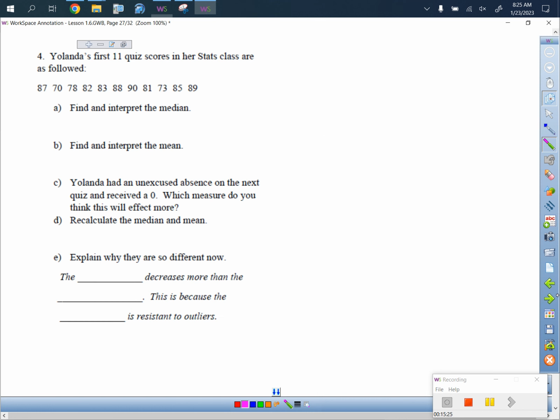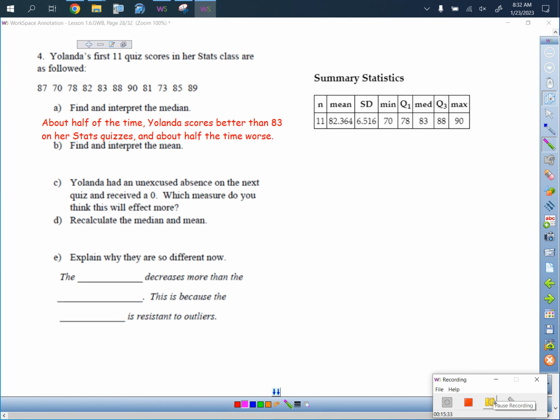And then here's the last one I want you to type in. Put those numbers into the applet, please, and let's answer these questions. You can work together. Anytime they mention median, that's where you'll say about half the time, because median's in the middle. Half the time Yolanda scores better than an 83 and half the time worse, or whatever order you want to do. That's what the median is all about when you interpret it.